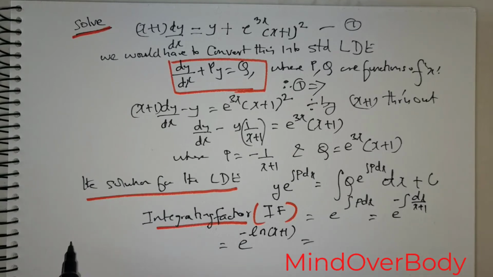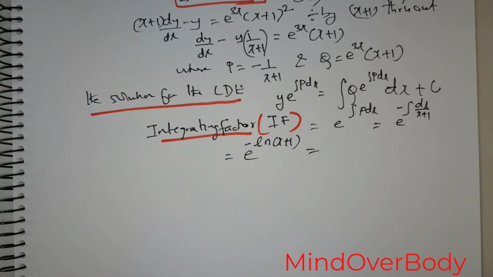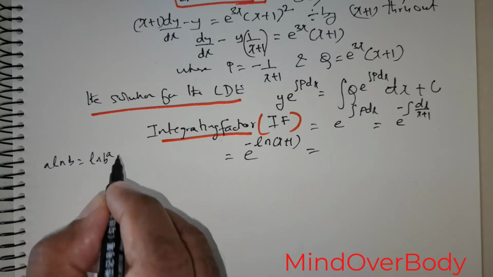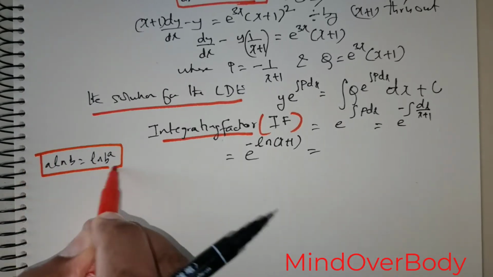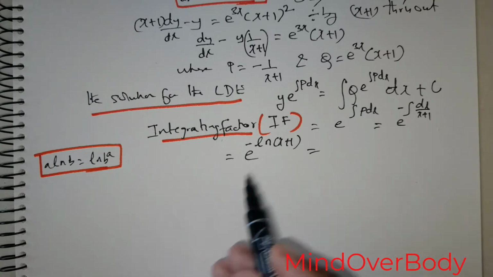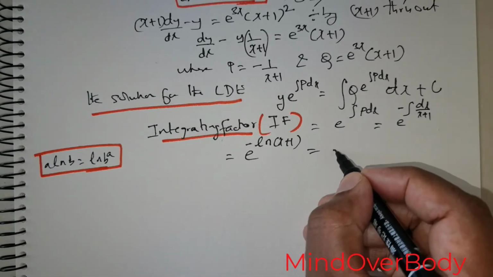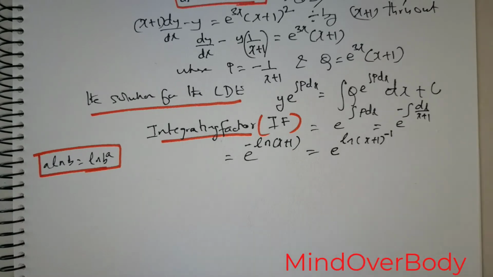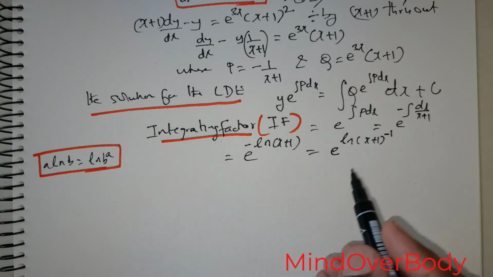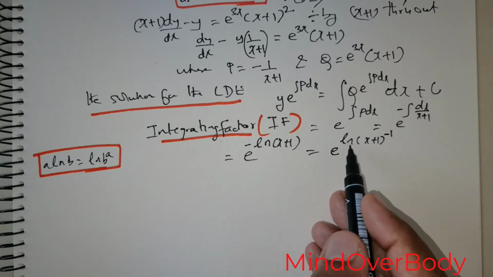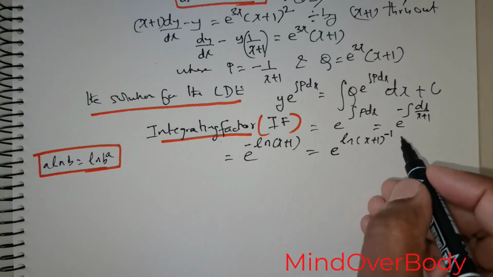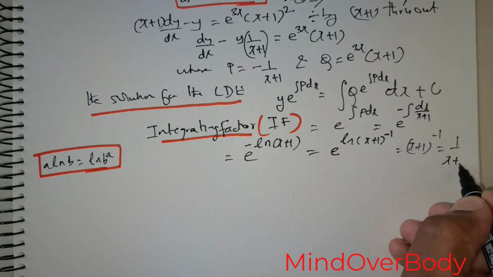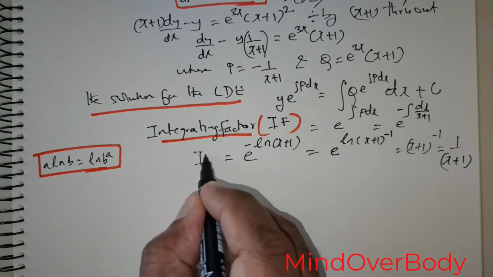I know that there is a law. So what is the logarithmic law? Let me just write that down. a times ln b is equal to ln of b raised to the power of a. This is the property I will be using. So I can move this over here. So this is going to be e raised to the power of ln of (x+1) raised to the power of negative 1. Now you can see that you got e here and you have a natural logarithm here. So both of them will get neutralized, giving me (x+1) raised to the power of negative 1. I can rewrite that as 1 over (x+1). This is my integrating factor.